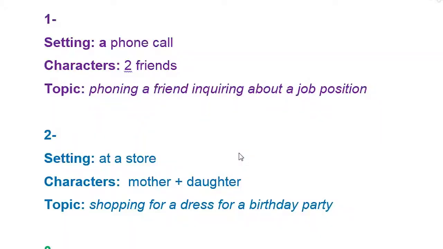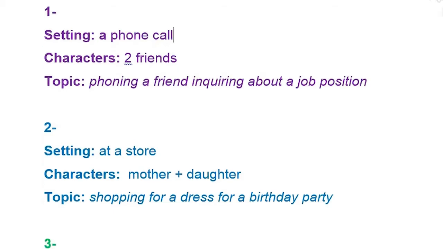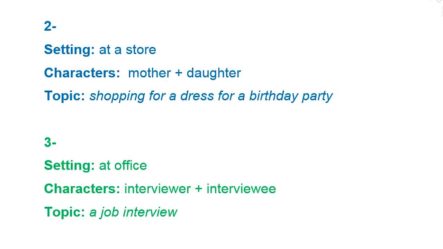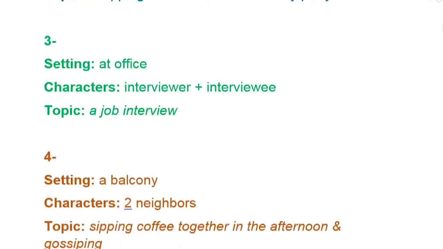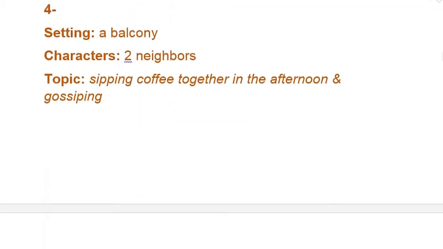The first one, the setting is a phone call between 2 friends, phoning a friend inquiring about a job position. The second one is at a store, a mother and a daughter, and they're shopping for a dress for a birthday party. This one is pretty good actually. The third one is more practical, an interviewer with an interviewee, and the topic is obviously a job interview. The fourth one is my favorite, and I feel shameful to say that, but I said it anyway. It's like 2 neighbors sipping coffee together in the morning and gossiping.